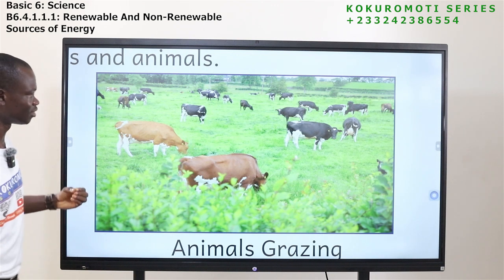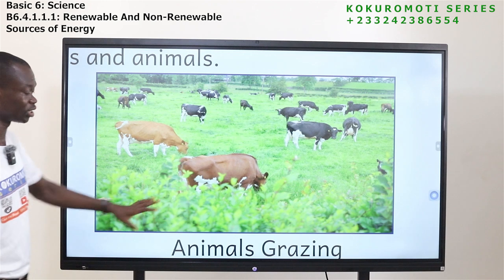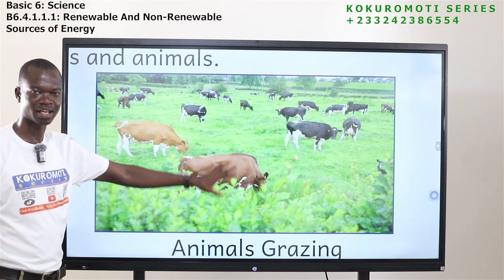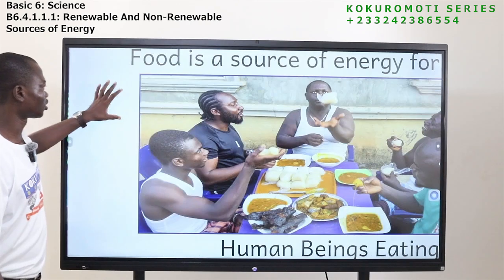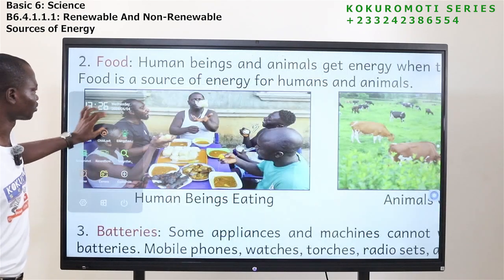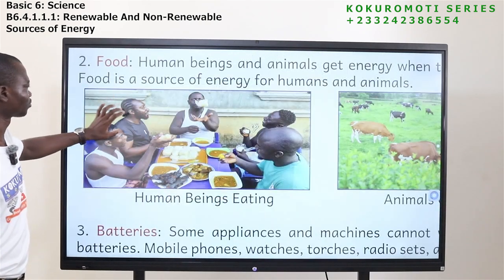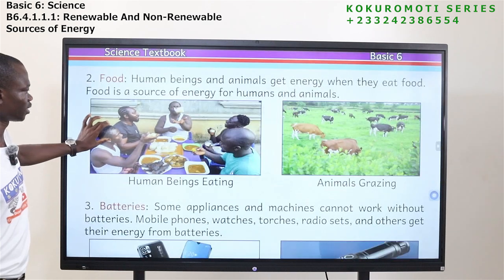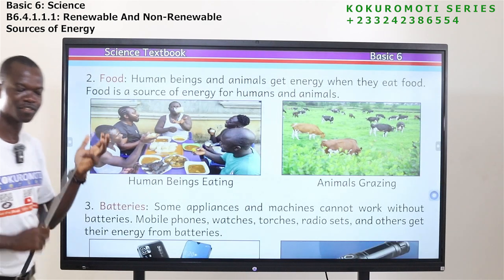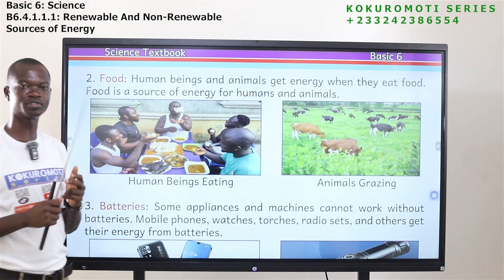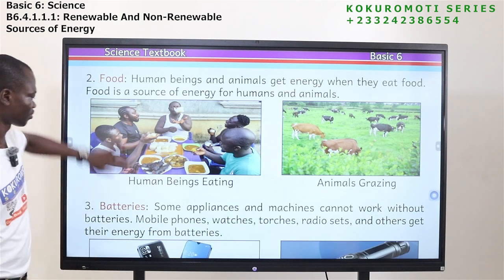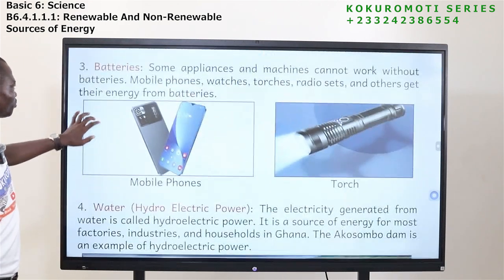Animals get energy from food. And their food is what? Grasses, plants, and other vegetation. Okay. So we have seen another source of energy. The first one is the sun. Second one, food. So anytime we eat food, we get energy. Now let's look at the next one.